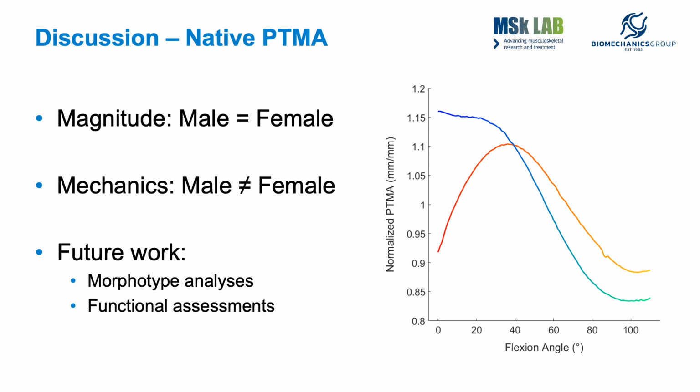Relocation of this peak could significantly depower the knee during critical tasks like walking. This highlights the importance of patient-specific biomechanics in designing arthroplasty and musculoskeletal models that might otherwise only consider size. Aided by improved accuracy, future work might fully assess the role of morphotype or examine the PTMA during functional activities.